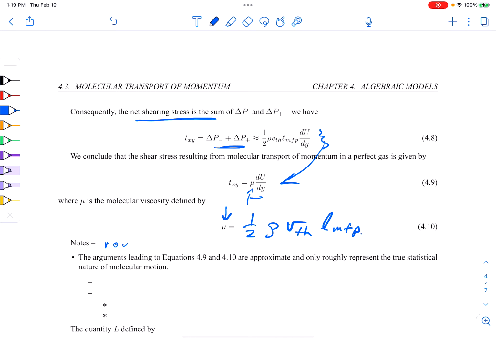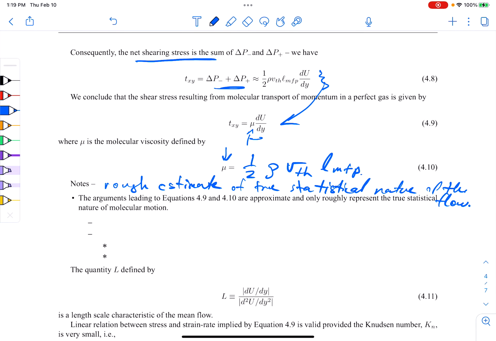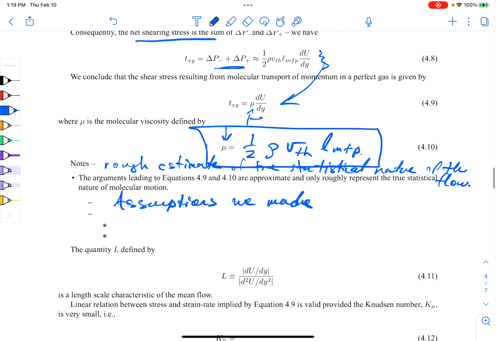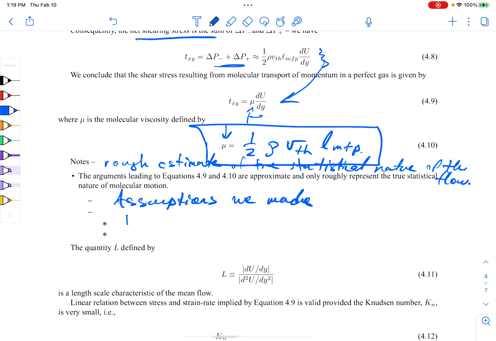So this is, remember, only a rough estimate of the true statistical nature of the flow. And a few other things. There are some assumptions we made which are important to remember. I guess I should have boxed this equation because it's important. So of course, first we truncated the Taylor series. So that could be bad sometimes.